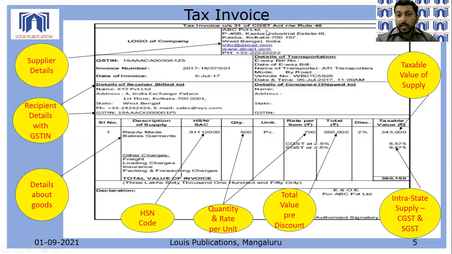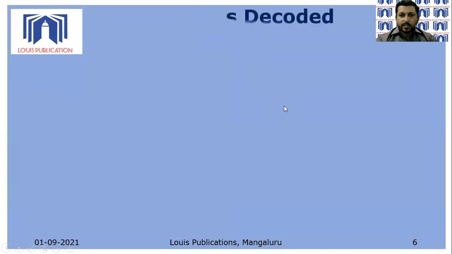Understand this. Both can be registered, both can have GSTIN, but one may be a composite dealer. At that time, if the supplier is a composite dealer, there is no question of collection of GST at all. So this is about the tax invoice and the difference between a tax invoice and a bill of supply.